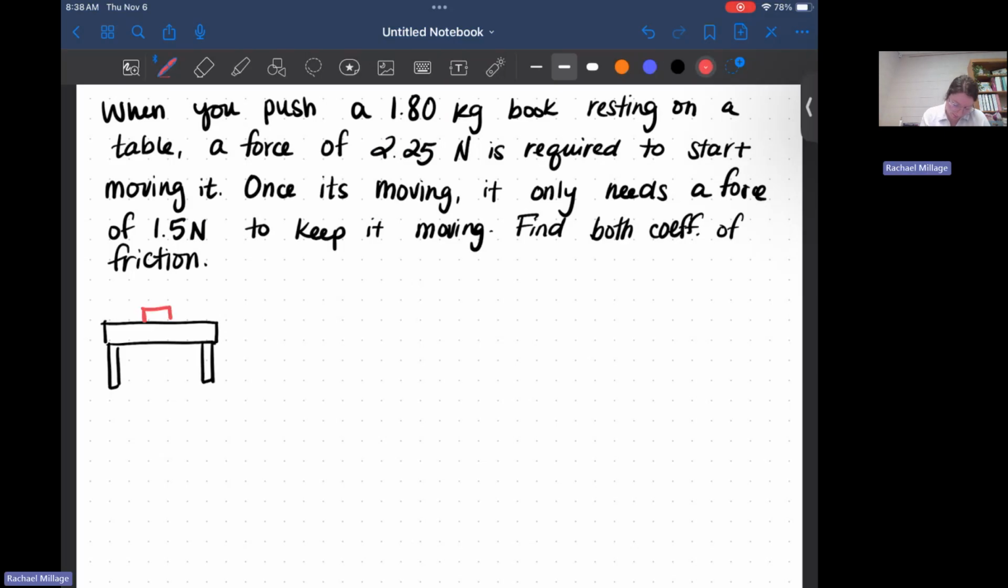So this is my book on a table, and I have some sort of weight and some sort of normal force. And then I have a force of, let's see, we said 2.25 newtons. And then I have friction. In this case, it's static friction because my book isn't moving. It's pushing back on it. So now I have to figure this out.